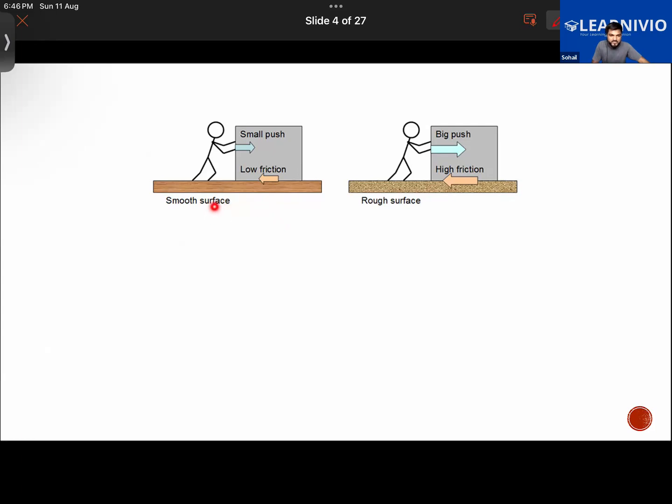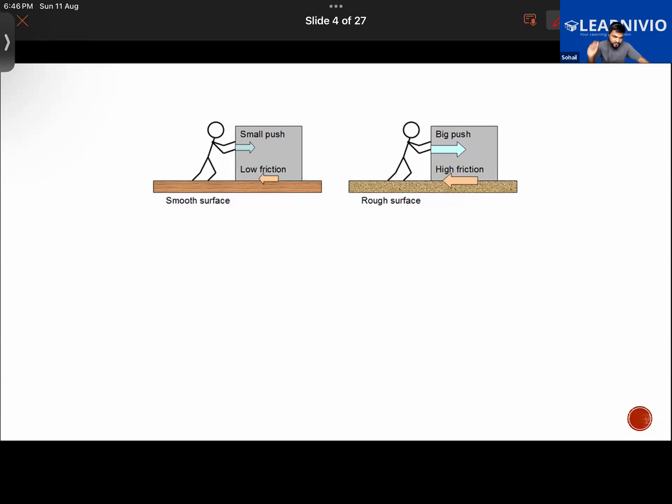Another way to look at this image is that this is a smooth surface, so friction is low. The person is applying a small push, so the friction observed is less. While on a rough surface, in order to move the object, we have to apply a force of higher magnitude. More force needs to be applied so that this object moves, but friction will also be more. Getting it, guys? So on a smooth surface, the force of friction will be less. On a rough surface, the force of friction will be high.